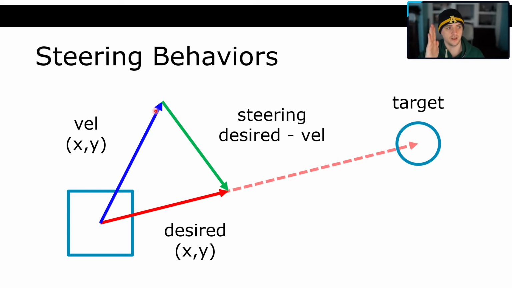So instead of going like this and then boom and like this, what we're going to do is turn gradually over time. So this green vector here, if we take the desired velocity and subtract the current velocity, what we get is a steering vector, okay? That steering vector is the difference between my current heading and the desired heading. If I add this full steering vector to my current velocity, what I get is the desired velocity.